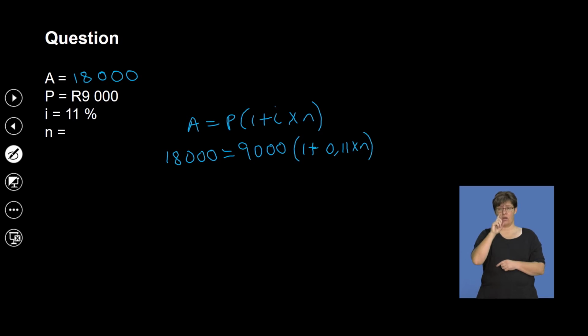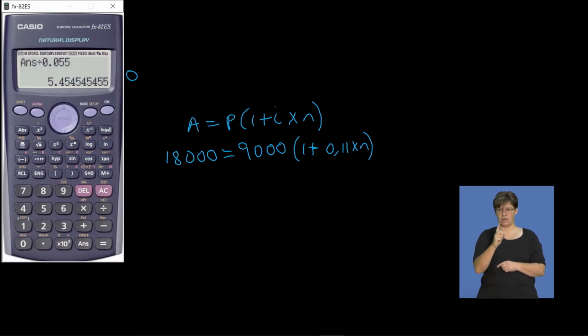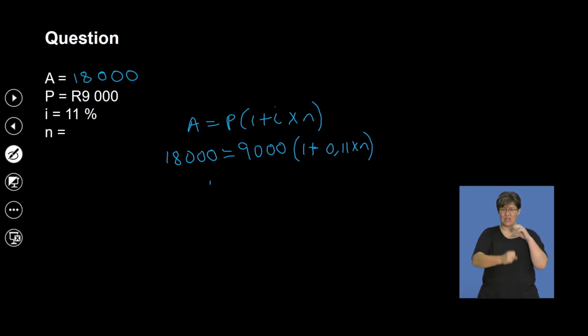So even here, I'm just going to go straight to the calculator. So I have 18 divided by 9, which is going to give me 2, and then minus 1 there. You divide this by 0,11, and it gives me that. So it will take roughly 9 years. So it will take 9 years for an amount to double up at simple interest.